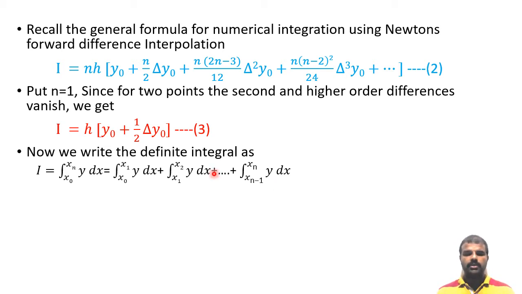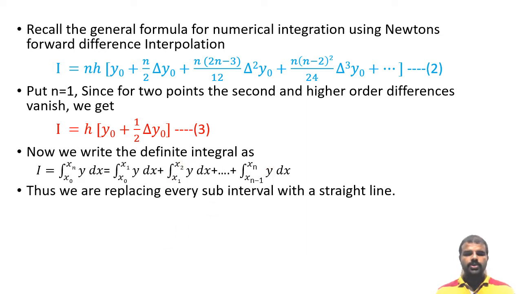Okay, and the point to be noticed is this: we are actually finding the integral between two adjacent given data points, x0 x1 or x1 x2, etc. So that means we are actually replacing every subinterval with a straight line, or simply speaking our interpolation is linear interpolation between two consecutive data points. So we'll look into the situation.